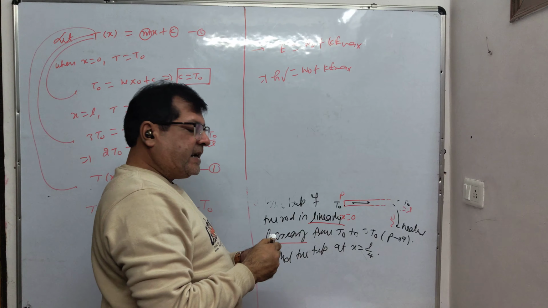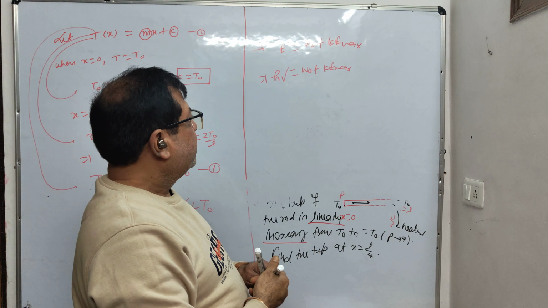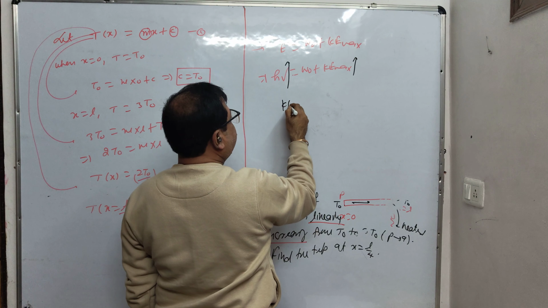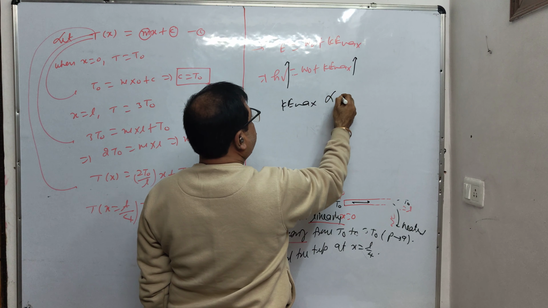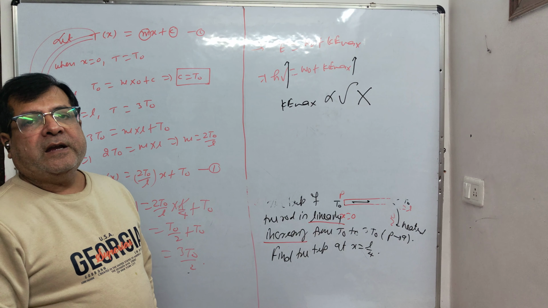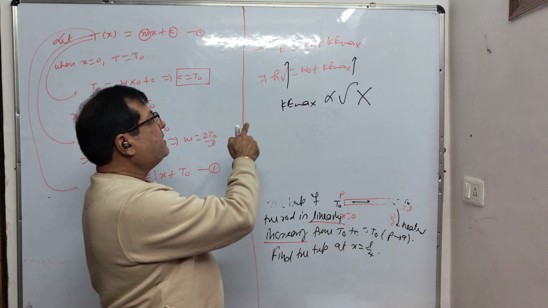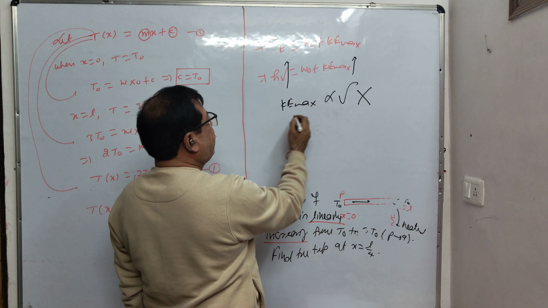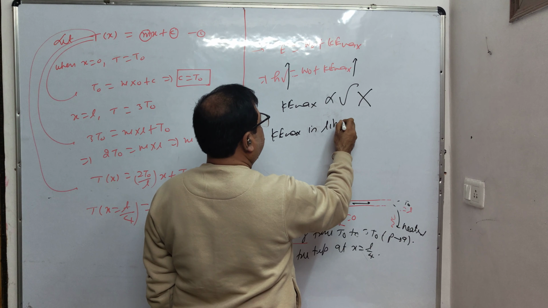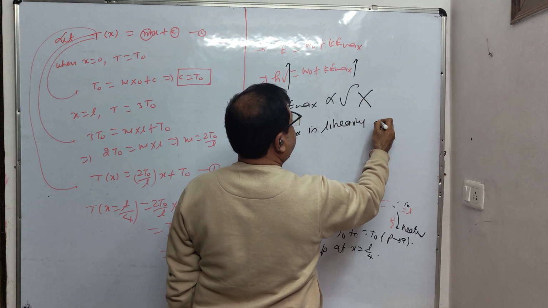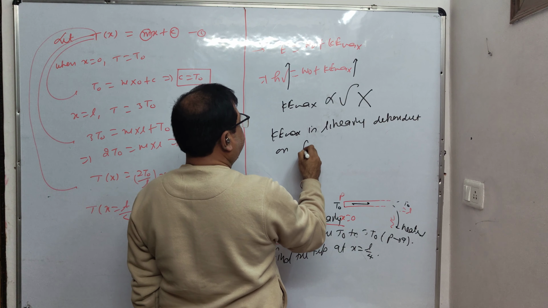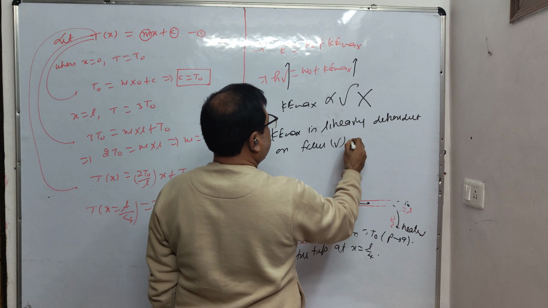Of course, when incident frequency is increased, Ke max will increase. So so many times people are saying Ke max is directly proportional to frequency. This is wrong. This is not directly proportional. It is linearly dependent because it is in the form of y is equal to mx plus c. So we can say Ke max is linearly dependent on frequency. So this is correct.